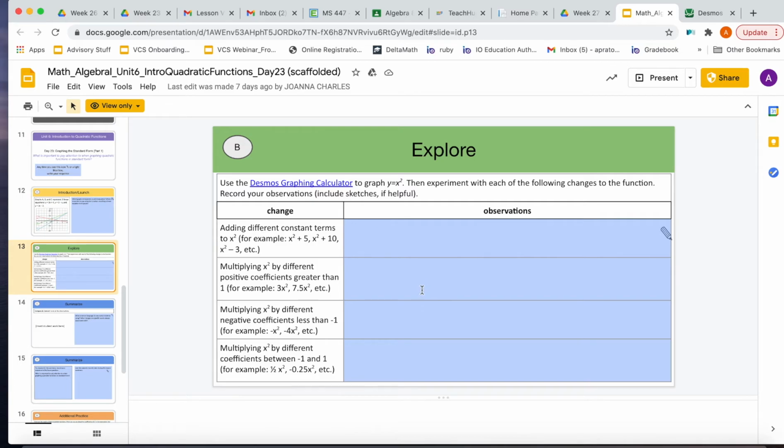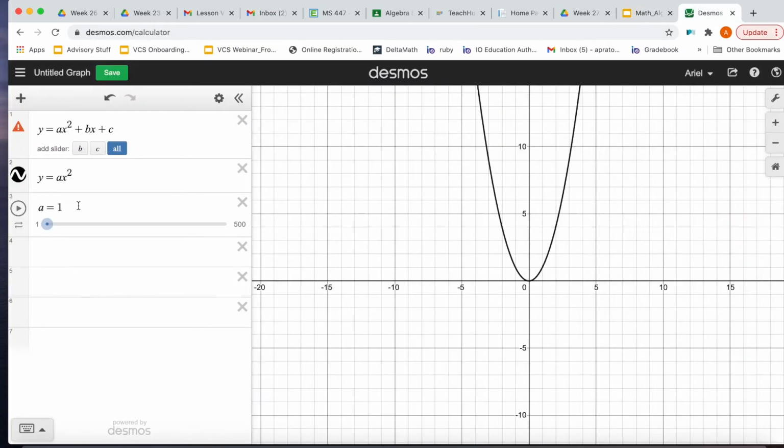And again, pause the video if you need to. The next question says, what happens when I multiply x squared by different negative coefficients less than negative 1? Okay. So it said, and this is important to notice, it says negative coefficients less than negative 1. So I'm going to change my slider now. I'm going to say I want it to be from negative 1 to negative 20.